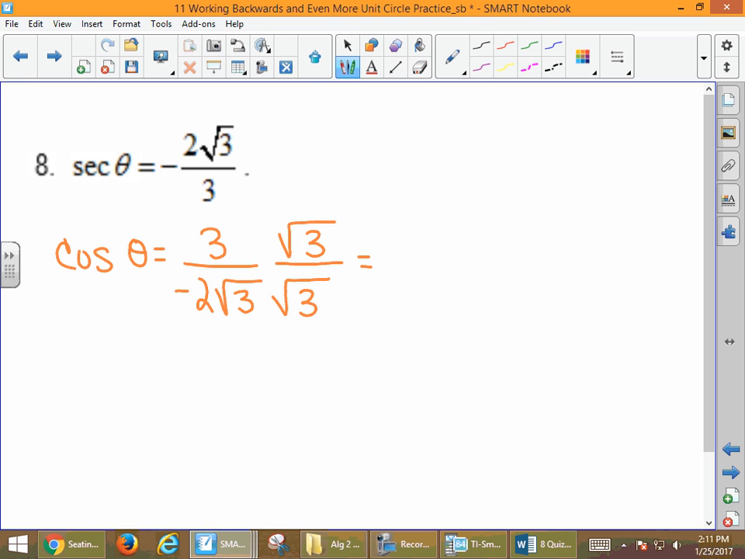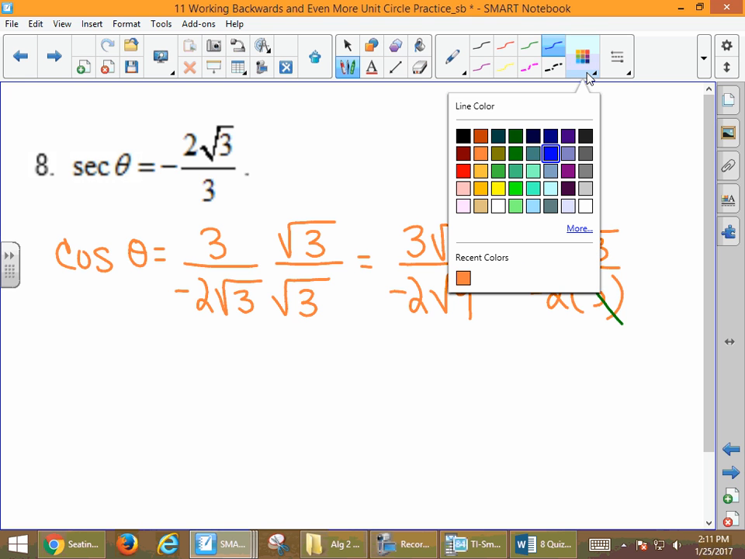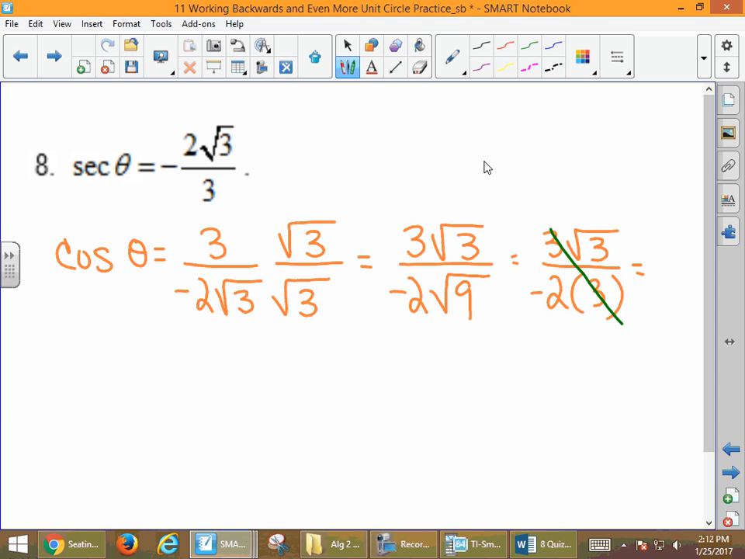So when we do this, we get 3 radical 3. And down here we have negative 2 times the square root of 9. Well, the square root of 9 is really 3. And if you're noticing, we've got a 3 up here in the numerator and a 3 down here in the denominator. Those 3's really cancel out. So finally here, when we simplify this, we end up with negative radical 3 over 2.